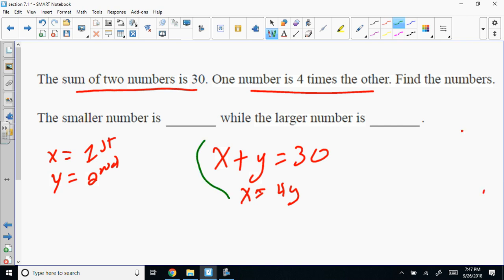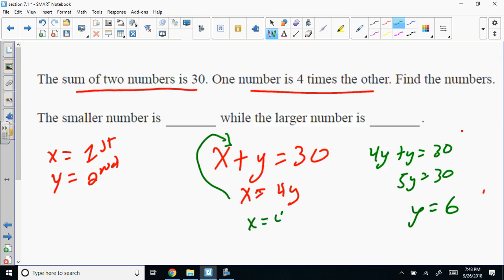So plug that in there. So it's 4y plus y equals 30. So 5y equals 30. Y equals 6, right? So if y equals 6, then x equals 4 times 6, which is 24, right? So I got 24 and 6. It just says the smaller number is blank, while the larger number is blank. So the smaller number is 6, while the larger number is what? 24.